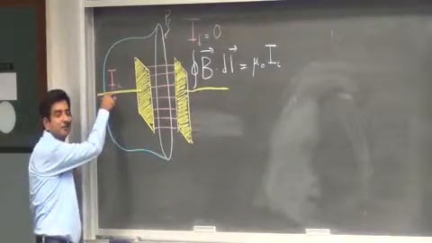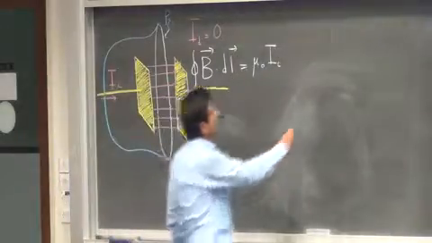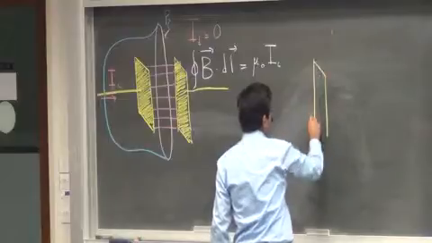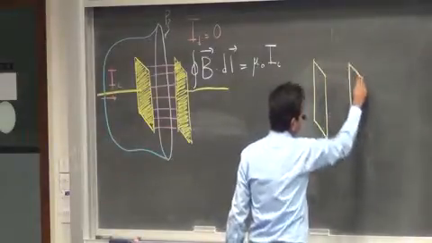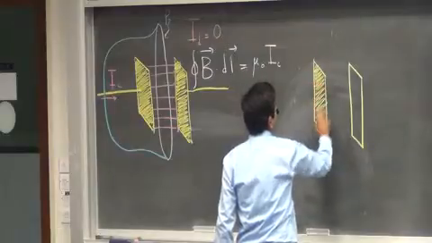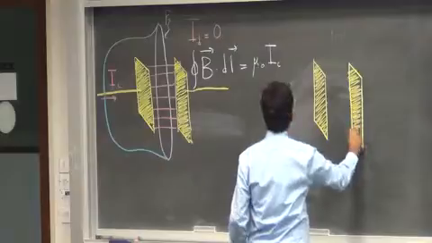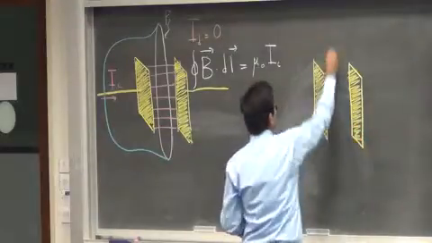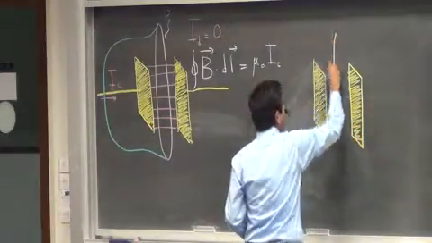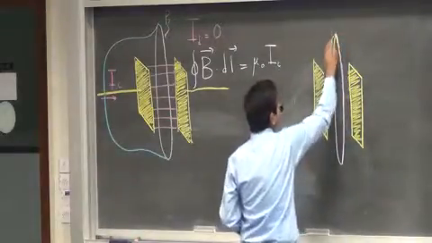current. Okay, now if I choose another kind of area, for example, if these are my parallel plate capacitors, the parallel plates, what if my area, this is my closed path, what if my area now looks like this?